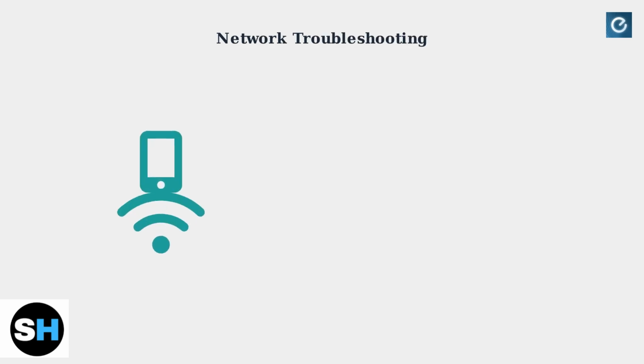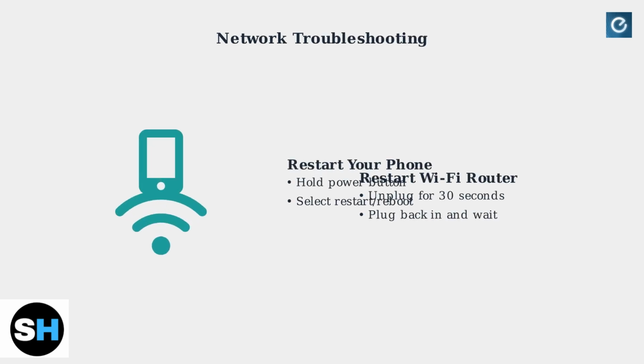Network connectivity issues can cause notification delays. Restart both your phone and Wi-Fi router to refresh network connections. Ensure your Eufy cameras are connected to a stable 2.4 GHz Wi-Fi network.